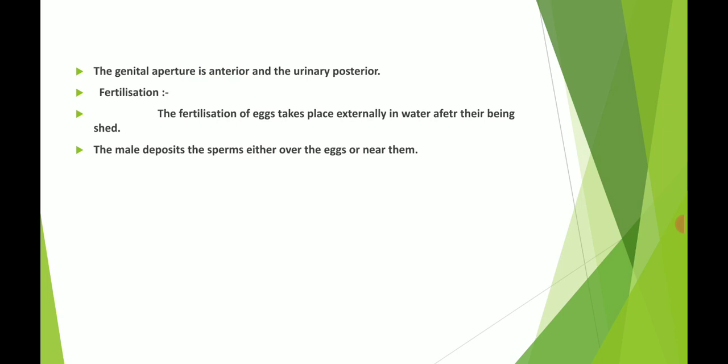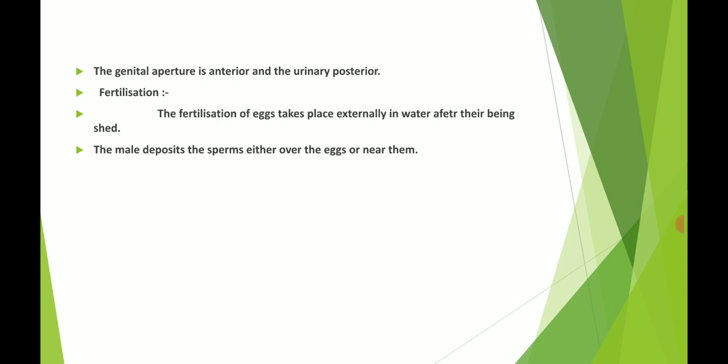The mature fish will have the eggs, and they will lay them in the water, and the male also deposits the sperms either over the eggs or near them. The fertilization takes place externally, within the water. In the next lecture we will see the male reproductive system.